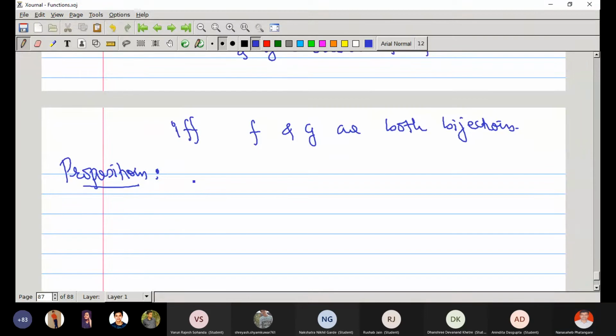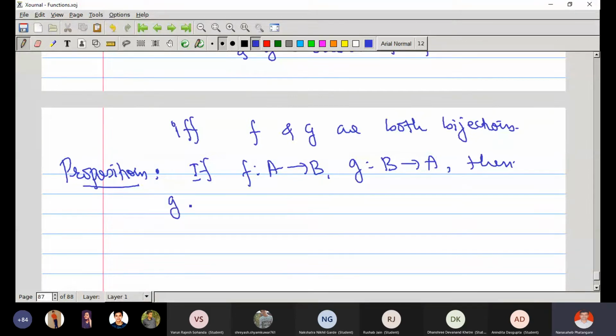What we have proved? If f is a function from A to B and g is a function from B to A, then g is the inverse of f if and only if f is a bijection.